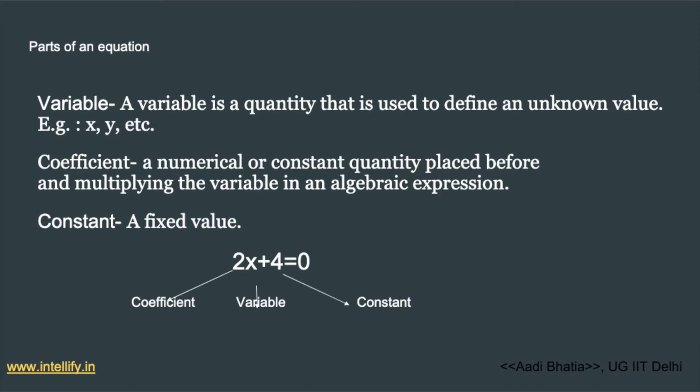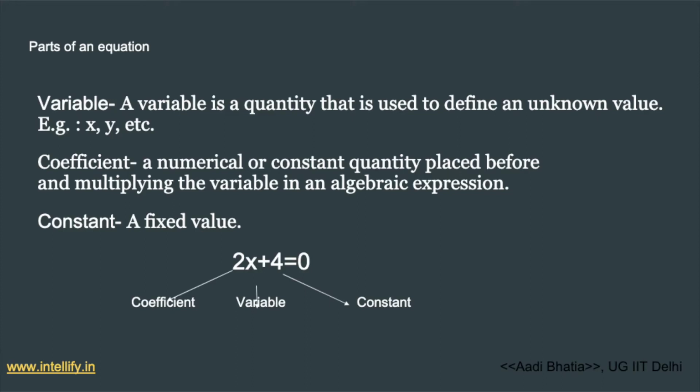So first we'll learn about parts of an equation. Parts of an equation are mainly three: variable, coefficient, and a constant. A variable is a quantity which is used to define an unknown value. Example: x, y, which usually we have to find. A coefficient is a numerical constant quantity placed before and multiplying the variable in an algebraic expression.